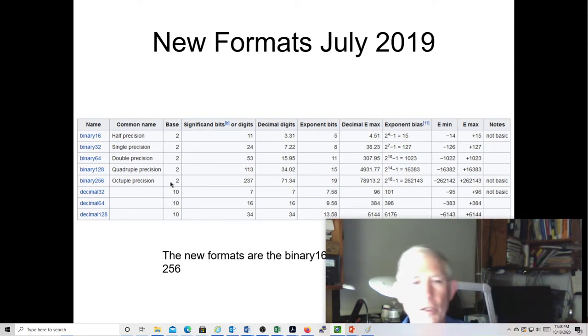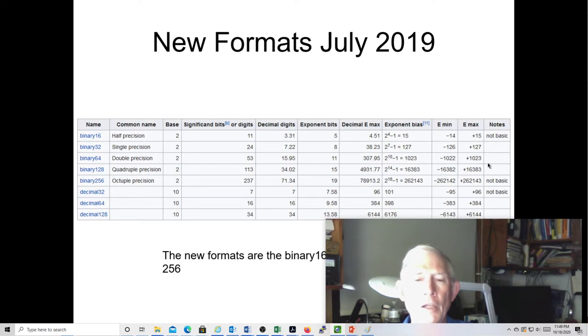So the bottom line is we're just going to talk about the binary representation, because I've never really used the decimal, and I'm not really sure where that comes into play. But in any event, there are currently five different allowable formats in the binary. But three of them, the half precision, which is 16 bits, and the quadruple and octuple precisions, which are 128 and 256 bits, are not considered basic forms.